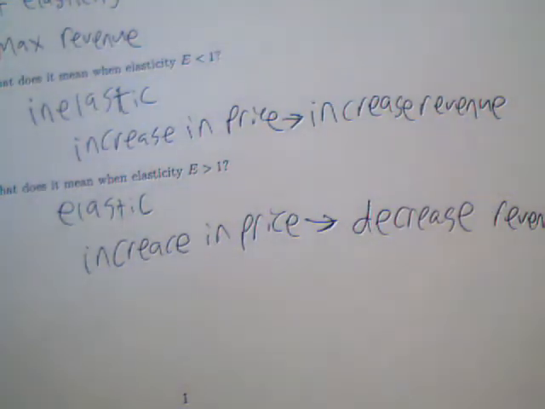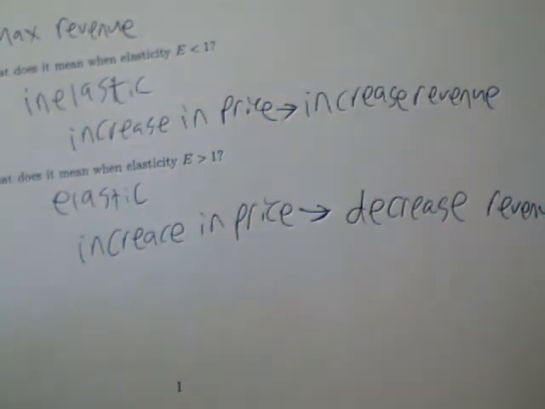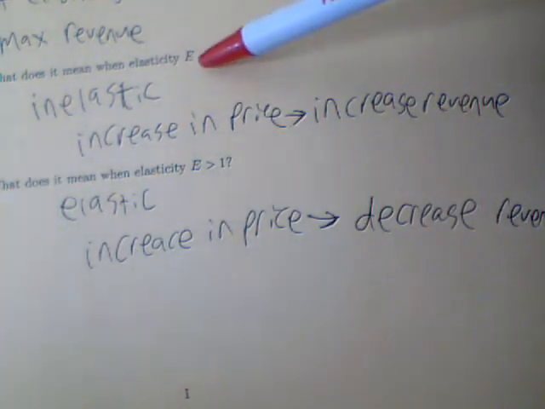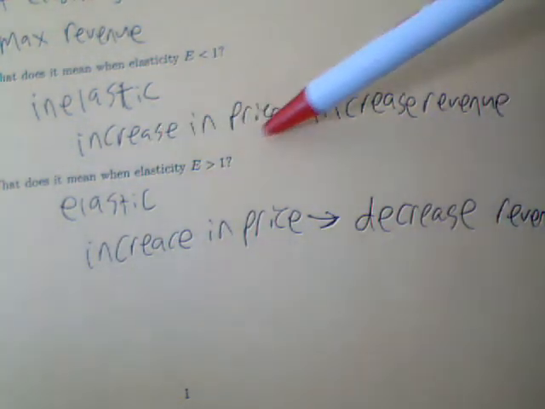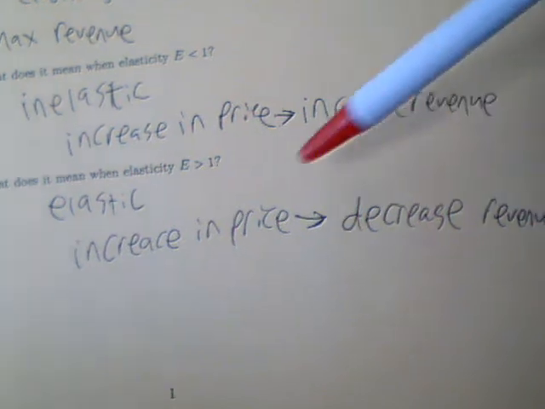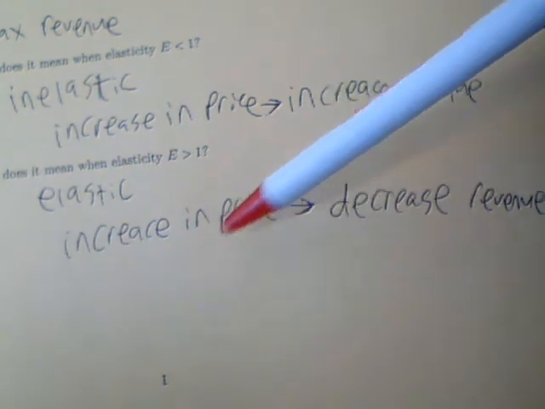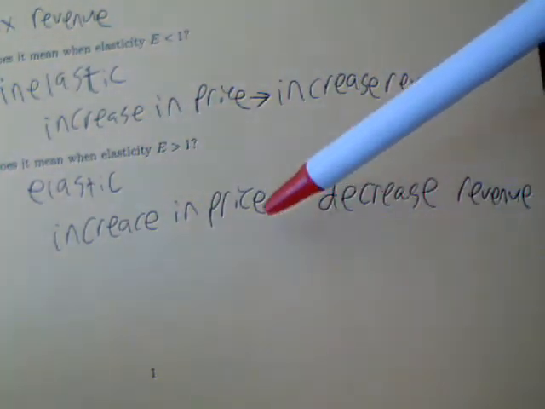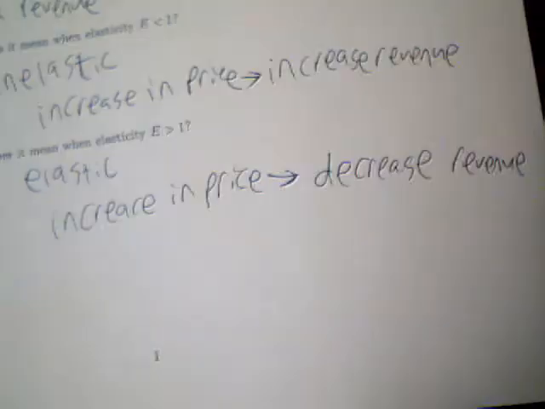For elasticity greater than 1, an increase in price will decrease your revenue. So what that means is, when your elasticity is less than 1, you're going to want to increase price because you want revenue to go up. But when it's greater than 1, you probably want to decrease your price because that will cause an increase in revenue then. Okay.